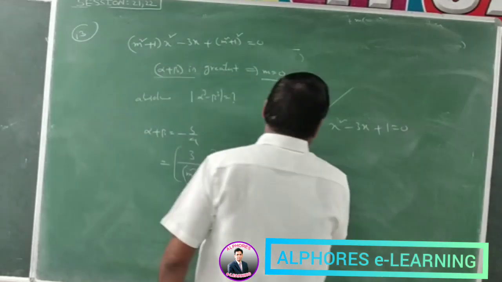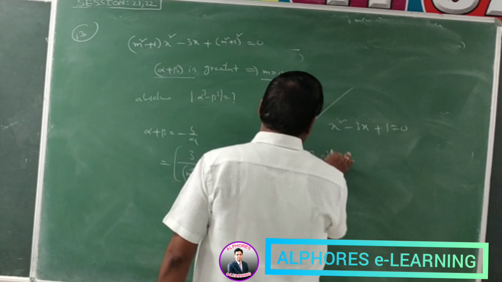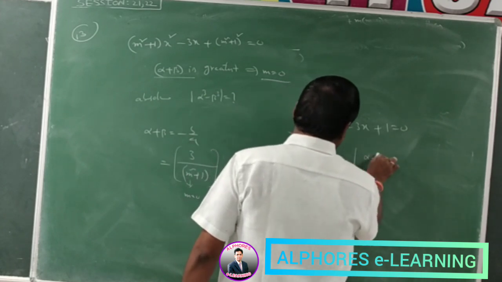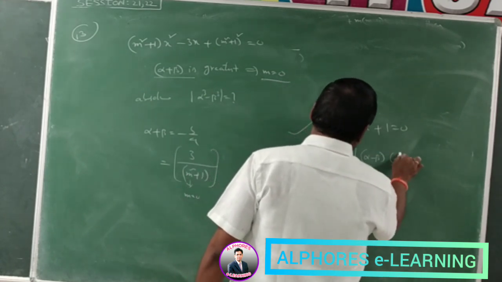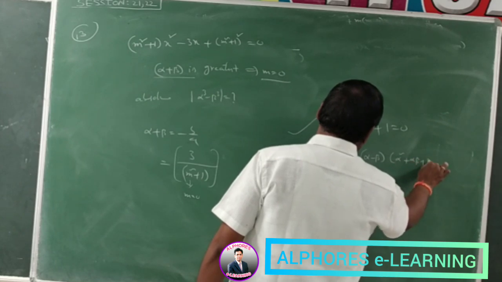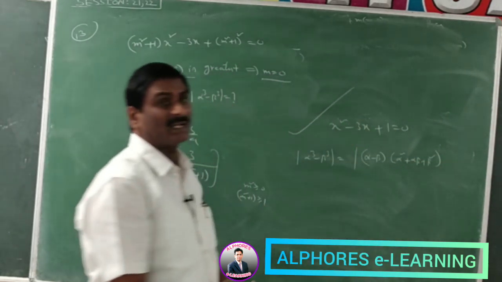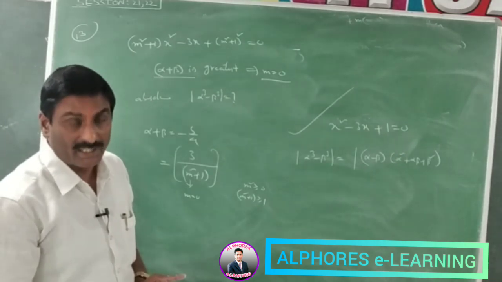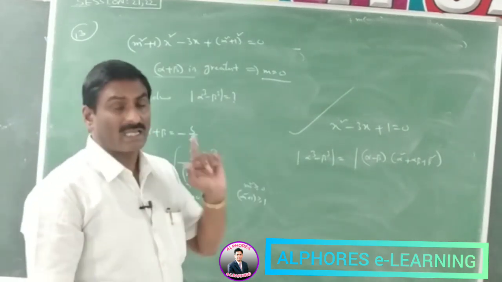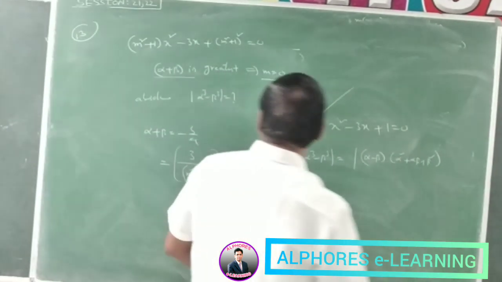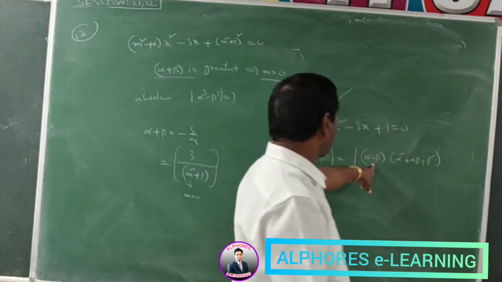Mod alpha minus beta. Alpha cube minus beta cube is equal to, factorize this value: alpha minus beta into alpha square plus alpha beta plus beta square. a cube minus b cube is equal to a minus b into a square plus ab plus b square. Okay, now the difference of the roots is root over b square minus 4ac by mod a.